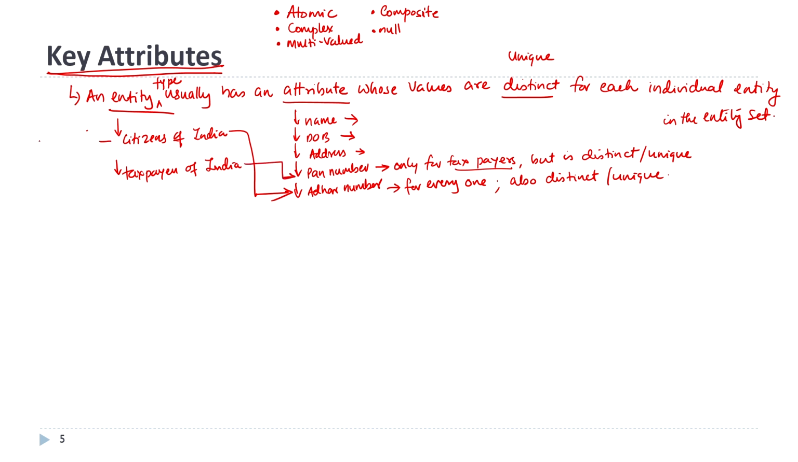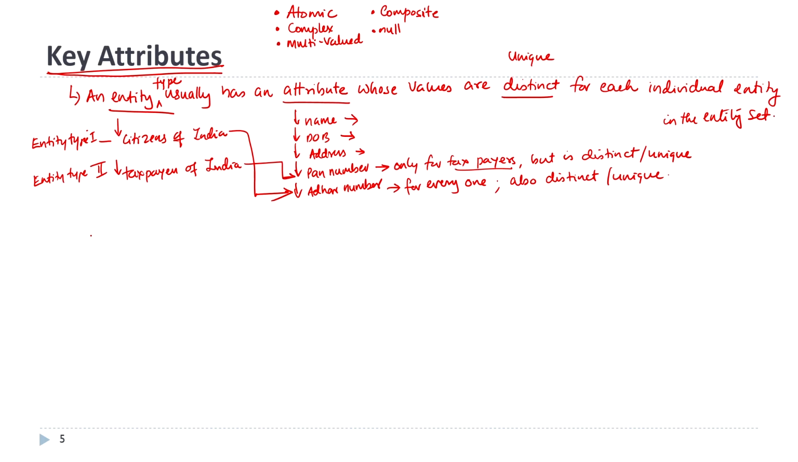So, this is entity type 1, and this is entity type 2, two different types of entity. Taxpayers of India is a smaller subset; they are also citizens of India, they will also have an Aadhaar card, but they will definitely have a PAN card. The citizens of India is a larger set, not everybody is a taxpayer. So, whoever is not a taxpayer may not have a PAN card. So, Aadhaar card will become a much better key attribute.